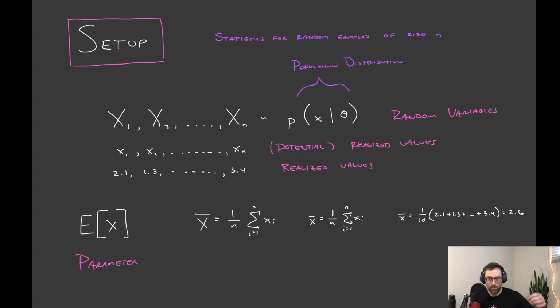So even though we have x1, x2 through xn, when we know we have a random sample like that, often we refer to x as a generic random variable that has the distribution of that population. So this expected value of x is something about the population that we would like to know.